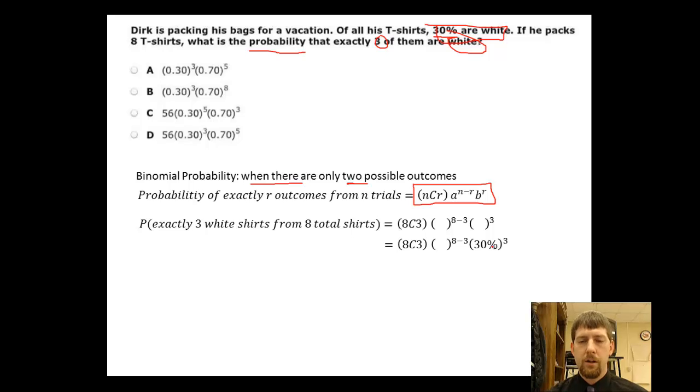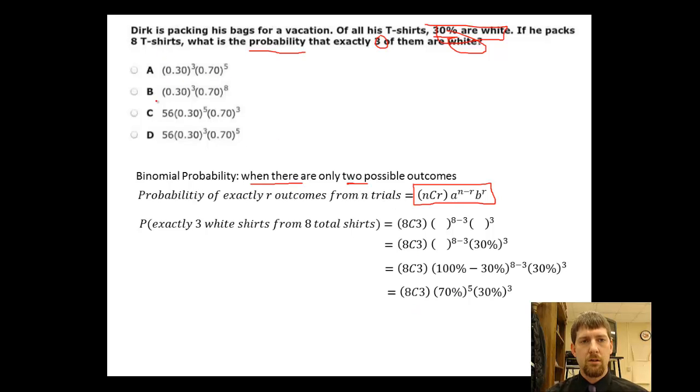So 30%. Well, what goes in that other set of parentheses? The rest of it. Remember, we said it's either white or it's not white. So if 30% are white, the rest of your percentages, 100 minus 30, which is 70%, would have to be not white. It doesn't ask about lots of different colors because they give us two options, white or not white. That's what makes it a binomial probability. So that's 70%, and we just clean up 8 minus 3 is 5.